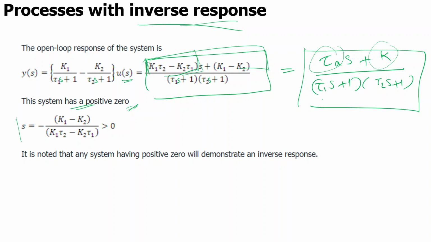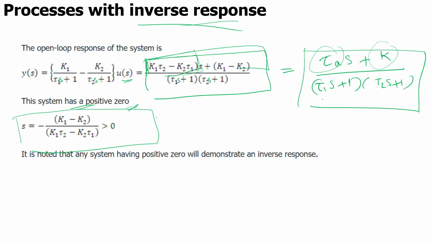So this is the zero of this process, and since both of these terms k1 and k2 were positive and k1 was greater than k2, similarly we had this criteria for tau 1 and tau 2. So ultimately this term will always be greater than 0 for a process with an inverse response. So these two things we have to keep in mind.